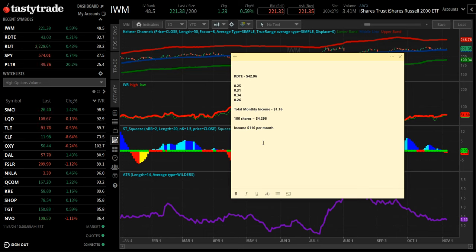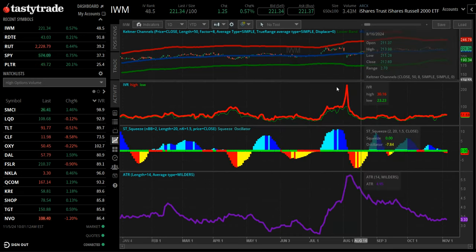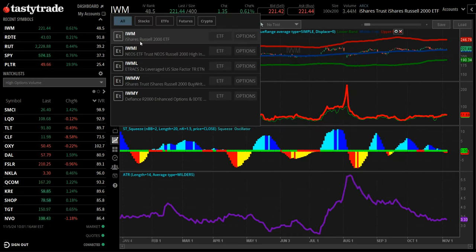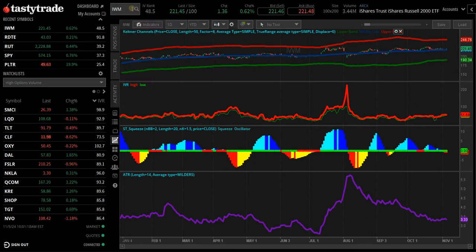Those are the numbers. Let me show you a better way so you can create your own RDTE ETF fund from your own house, not from Round Hill. Do not pay the expense ratio. What do I do? Let's go back here. I search for IWM. Okay, IWM, iShares Russell 2000 ETF.